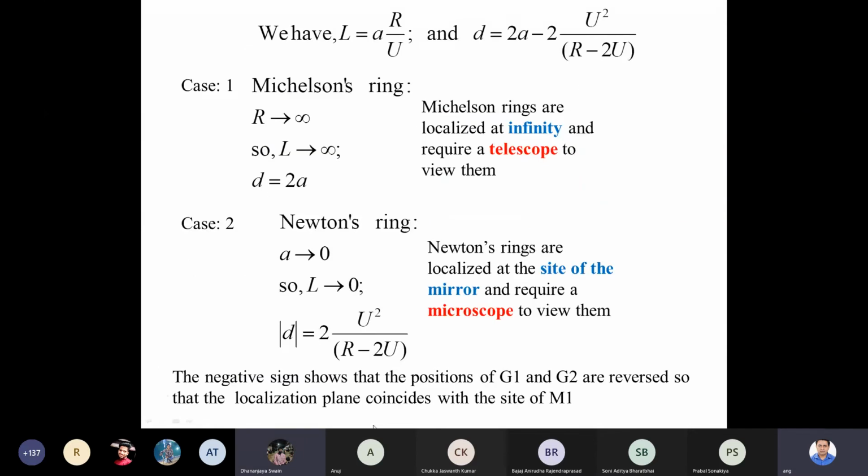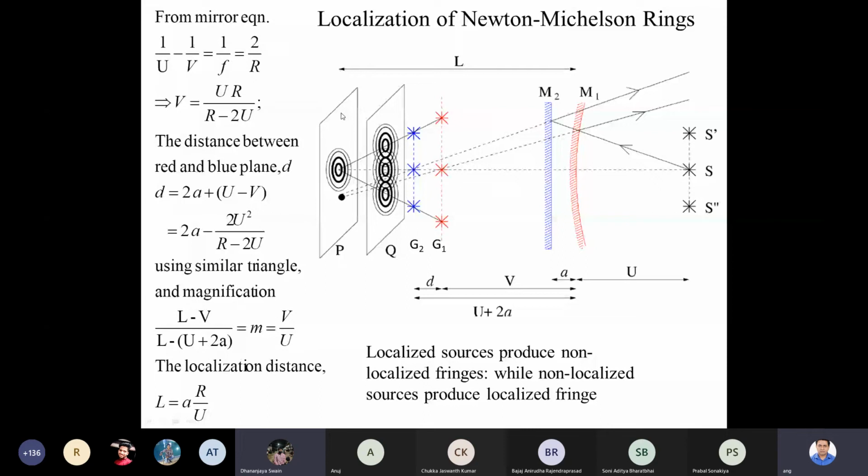Sir, what do you mean by localized? Localized means you have just one plane or one point on this optical axis where you can see these nice fringes. Otherwise, if you move this plane P to Q, you will have this kind of overlap. If you go to another place, you will have something different. You will not have fine fringes, and you cannot estimate any property of those fringes. So this is the localization of the fringe.